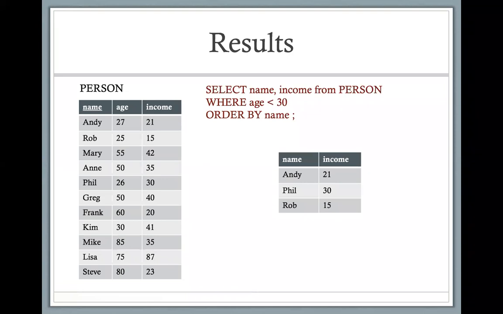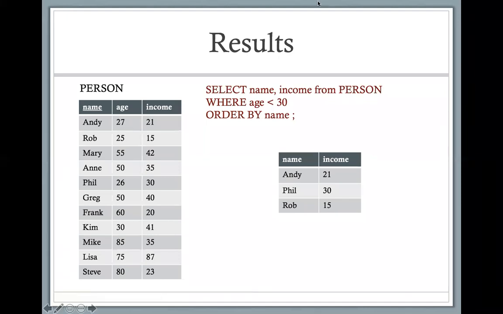So basically, I get only 3 records. That's Andy, Phil, and Rob. These are the incomes, right? 21, 30, and 50. Okay. So sorry, I was looking at the income when I was explaining the query, right? I should have looked at the age. So Andy, these are the 3 records that satisfy the query, having age less than 30, right? These are the only people, the rest are seniors. And then I sort them based on name. So I get Andy before Phil, before Rob, alphabetic.